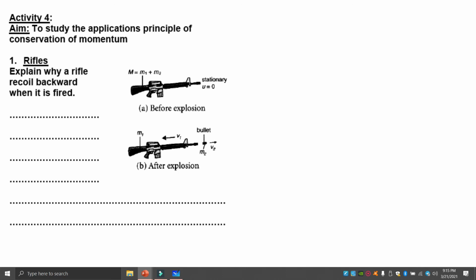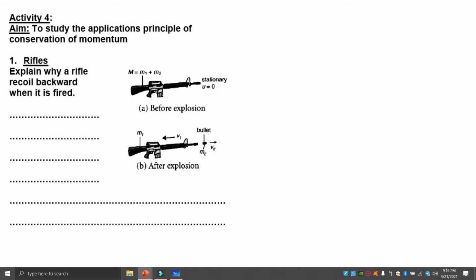Alright, so for activity 4, to study the application of the principle of conservation of momentum. So what is the application? Why do we need to learn the principle of conservation of momentum? We can use it to explain many situations that happen in our real life, let's say for the rocket, and also for the balloon just now, right?